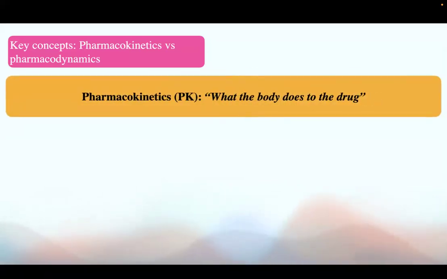Okay, now understand the key concepts of kinetics and dynamics in relation to genomics and personalized medicine. What it means: PK, what the body does to the drug. PK, what the body does to the drug. PD, what the drug does to the body. You can understand by PD, D is standing for drug, so drug comes first. And PK is the opposite, what the body does to the drug.